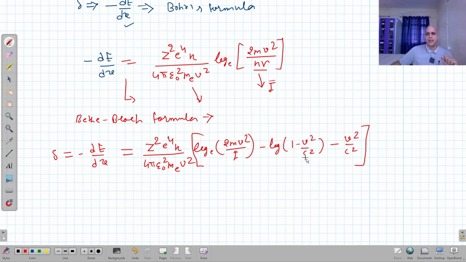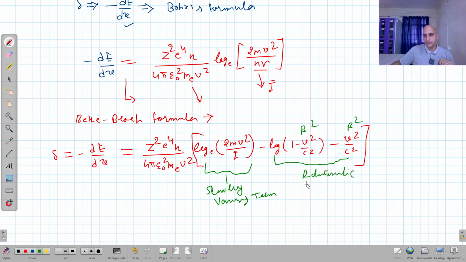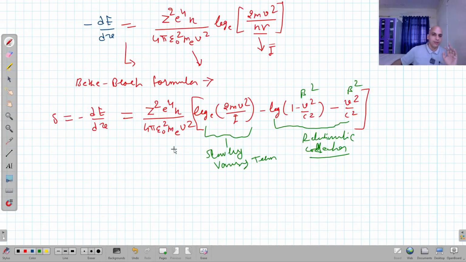You can see that in some books you can find beta square in place of b square upon c square, and beta means b upon c, so you can write it in that way. So in this equation, this is the slowly varying term, and this is the relativistic correction. Now I am coming to the different quantities involved in this equation.